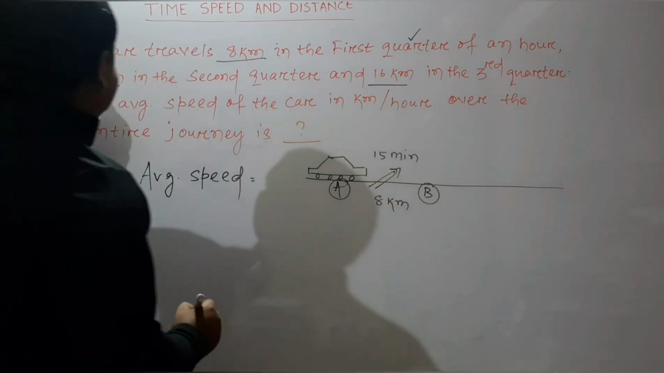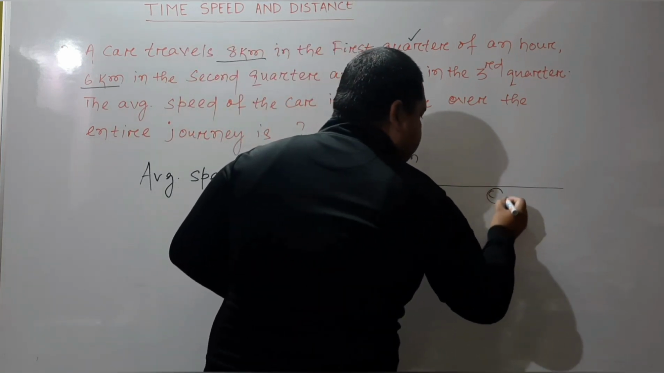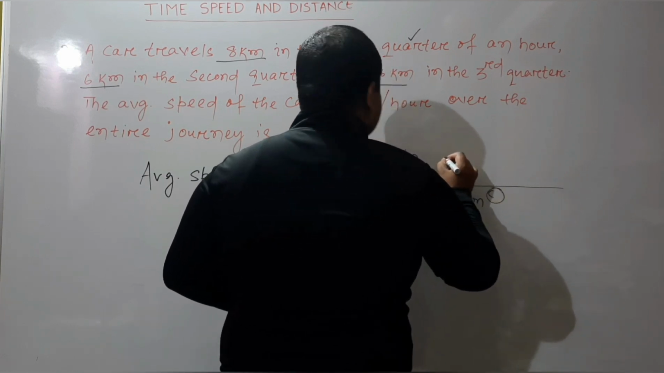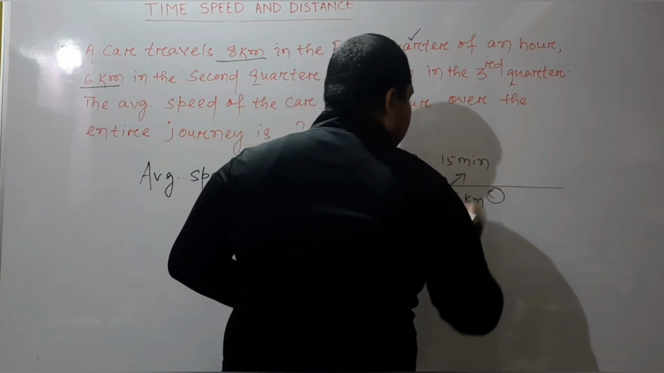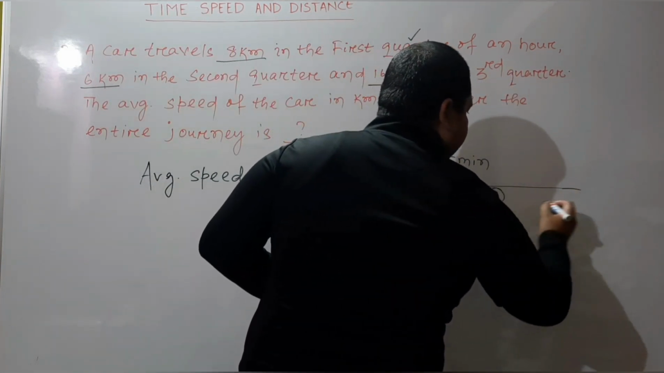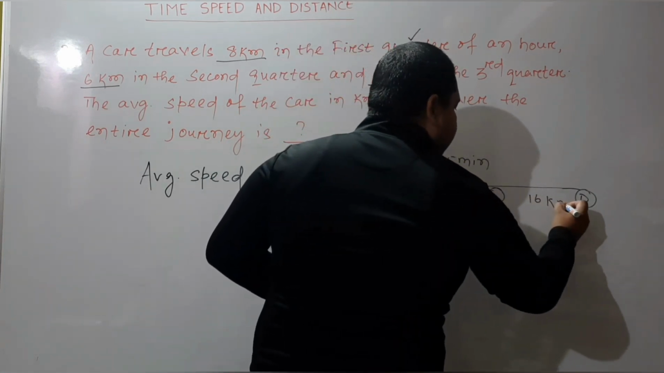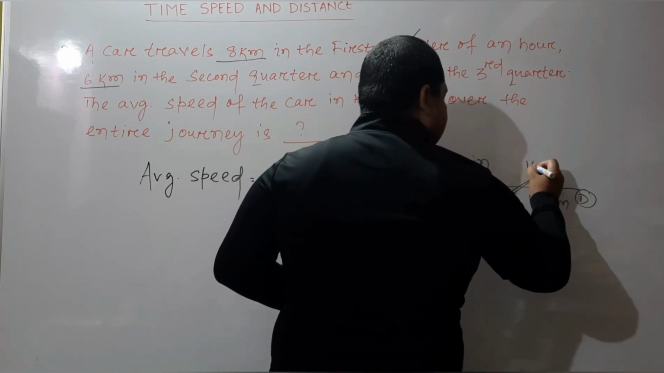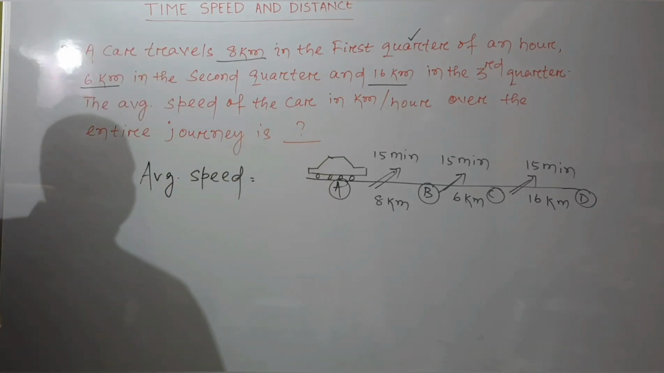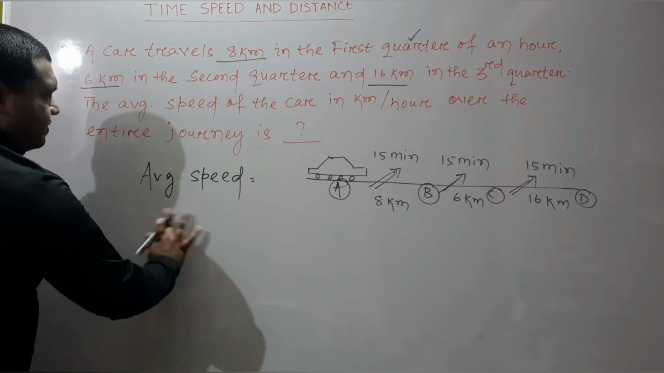Again it is given 6 km in the second quarter. The car travels 6 km. Let's assume this point is C and the distance is 6 km and time taken is again 15 minutes because it is the second quarter. And 16 km in the third quarter. From position C to position D, this distance is 16 km and time taken is again 15 minutes. So for this case, we have to find the average speed. And what is the formula for average speed? Average speed is equal to total distance traveled divided by total time taken.